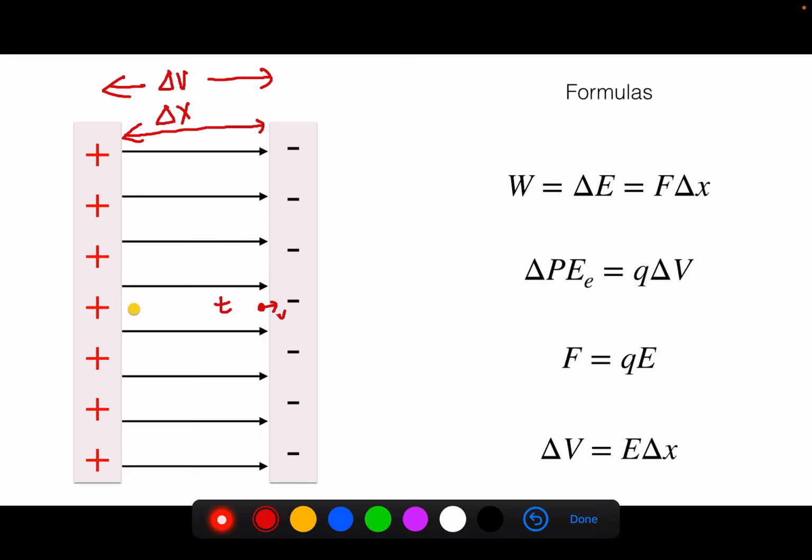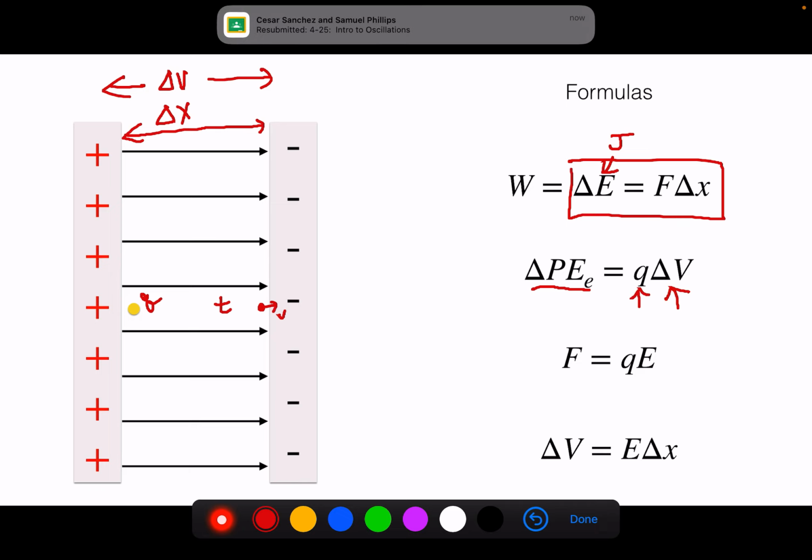So just as a quick reminder, this formula tells you the change in energy. This is joules. This will be how much force is on the charged particle. And this will be the delta X. This will be the change in energy of our little particle. This is the charge of our little particle. And this is how much voltage there is between the plates.